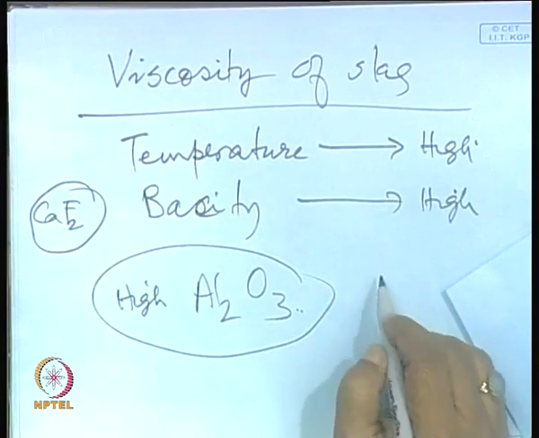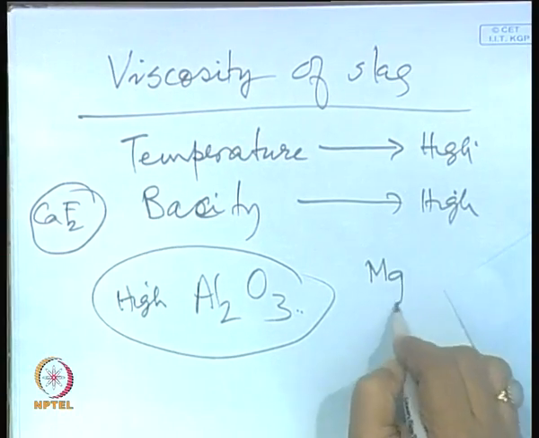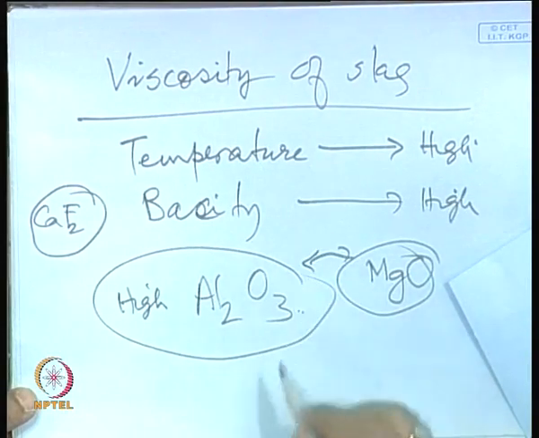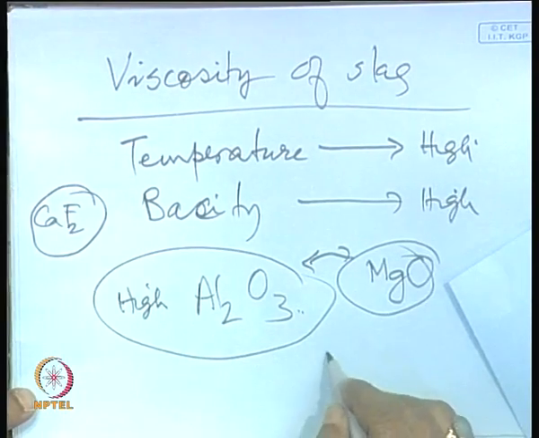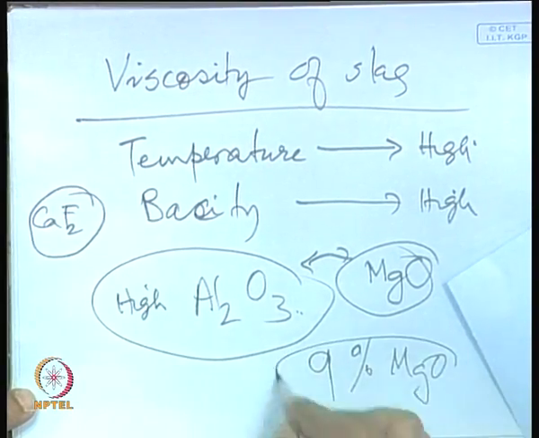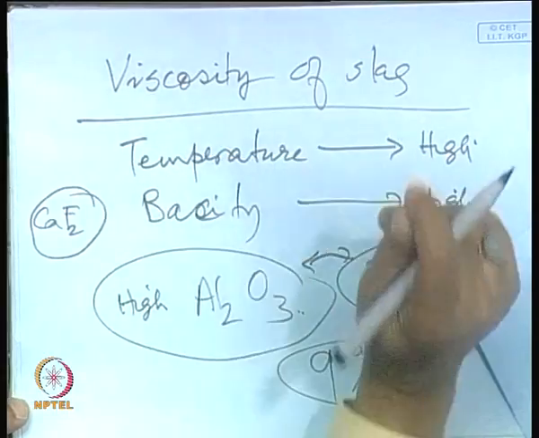that will increase the volume of slag, and increasing the basicity will also have an effect on slag metal reactions. Finally, the adverse effect of Al2O3 was met by adding MgO, and many blast furnace operations were found to be optimum with addition of 9% MgO. That took care of high alumina in the slag, which was going to increase the viscosity. Viscosity was brought down by MgO.